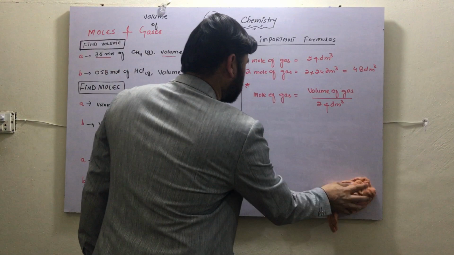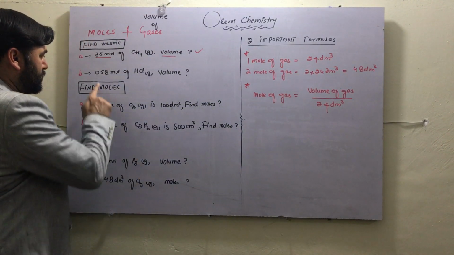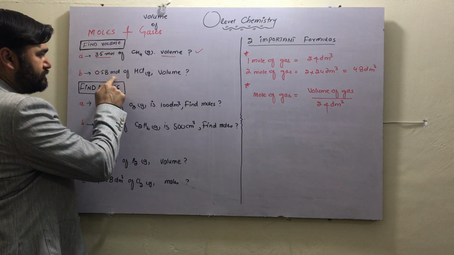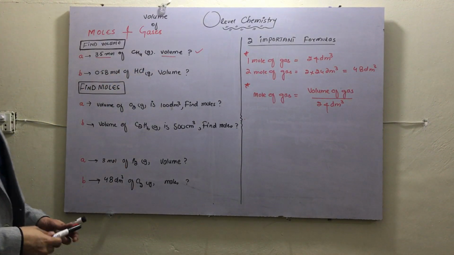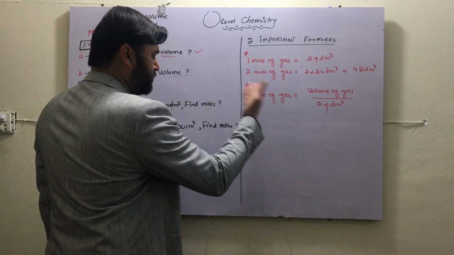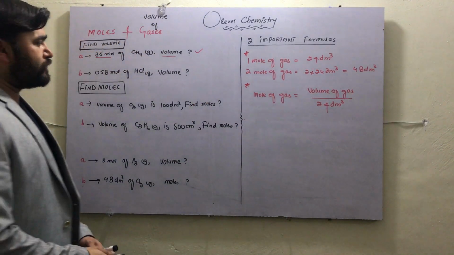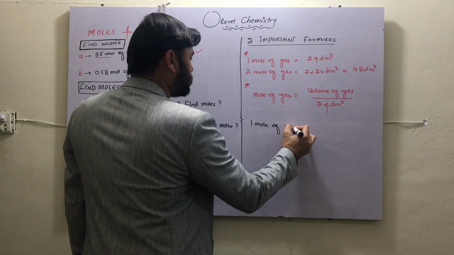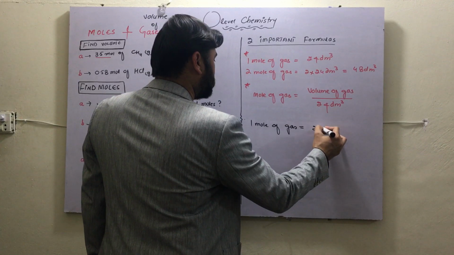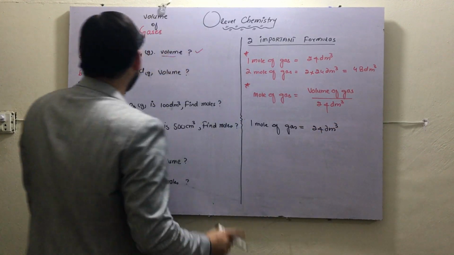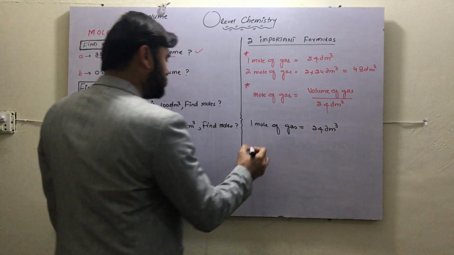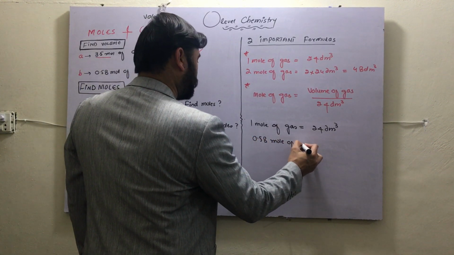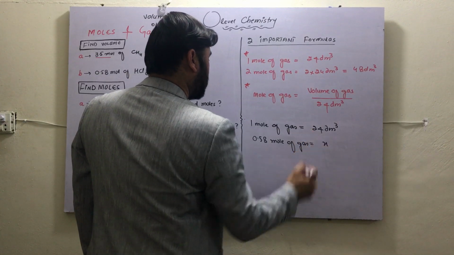Now come to the second question. The amount of HCl is given in moles: 0.58 mole of HCl. What will be the volume? It's up to you whether you solve it from the formula or from the equation, both are the same. From the first: 1 mole of gas is equal to 24 dm cube. So how much volume will 0.58 mole of gas occupy? Let it be X.